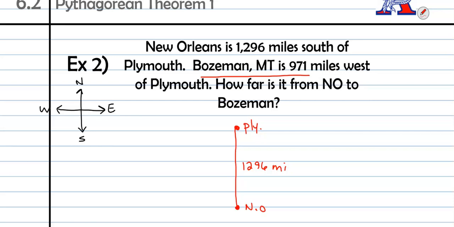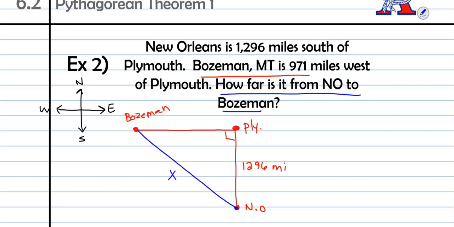Okay, and then the other piece of information we have is that Bozeman, Montana is 971 miles west of Plymouth. So here's Plymouth. Bozeman, Montana is going to be over here. Like so. And you'll notice that we just created a right triangle by doing that. The question is, how far is it from New Orleans to Bozeman? Here's New Orleans. Here's Bozeman. We are looking for that distance. And let's put our 971, I forgot to do that, 971 miles right there.